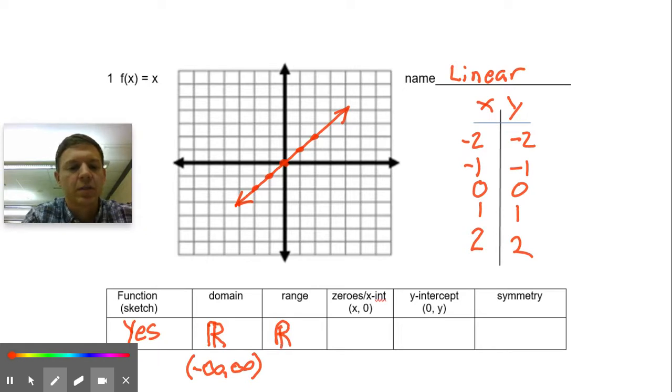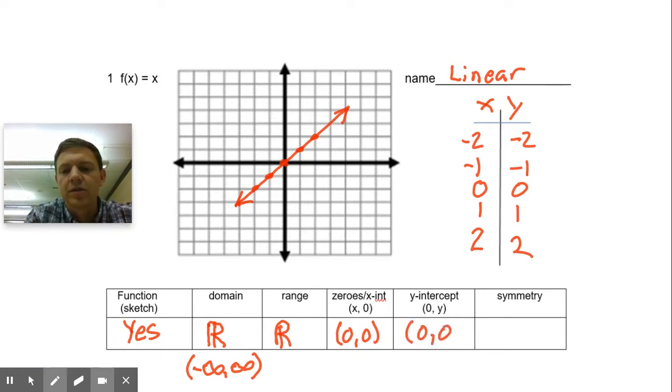The x-intercept crosses the x-axis at 0, 0. And then the y-intercept, I should have said x-intercept earlier. Okay, the y-intercept is also at 0, 0, crossing the y-axis. Then don't worry about that last box. First function, linear functions.